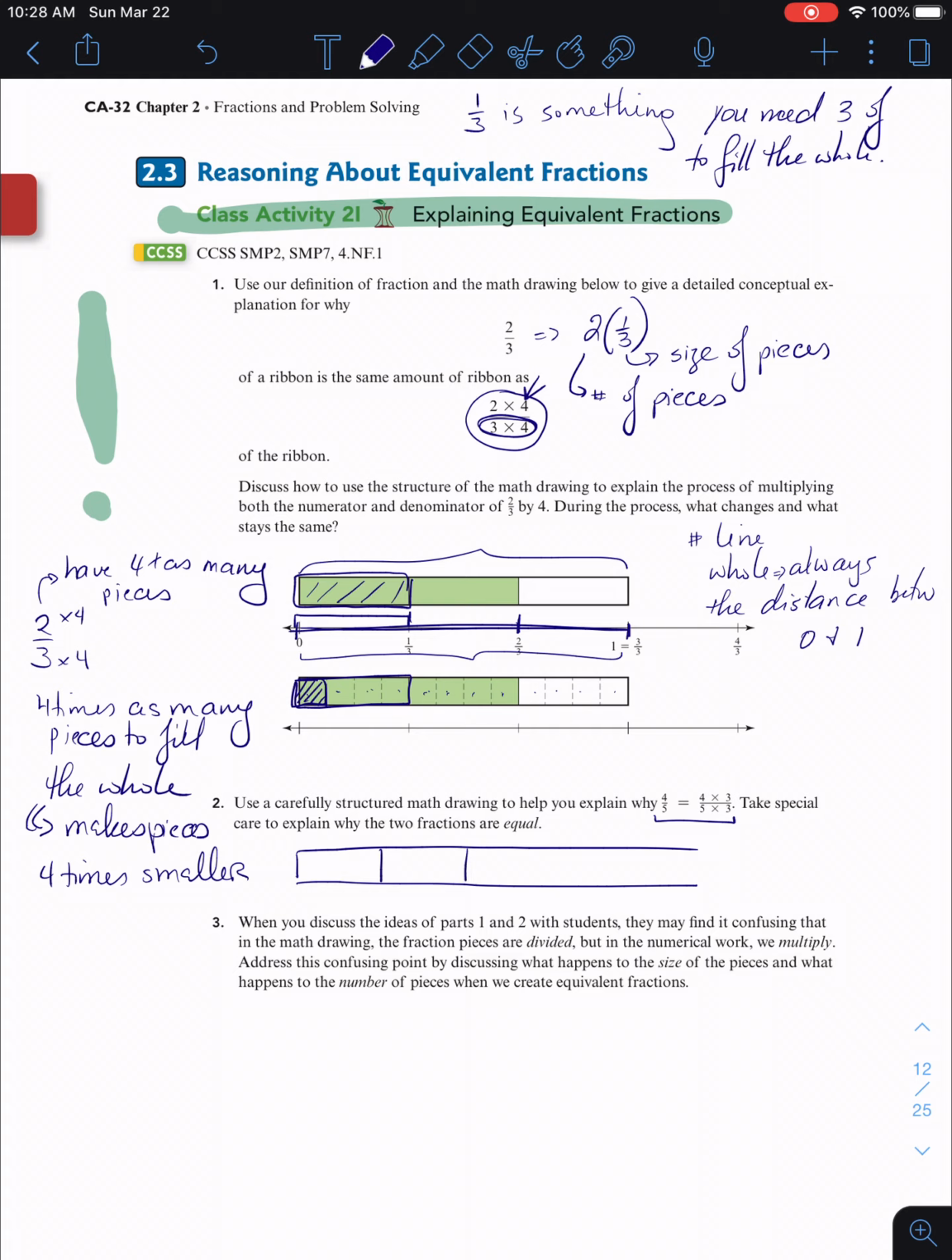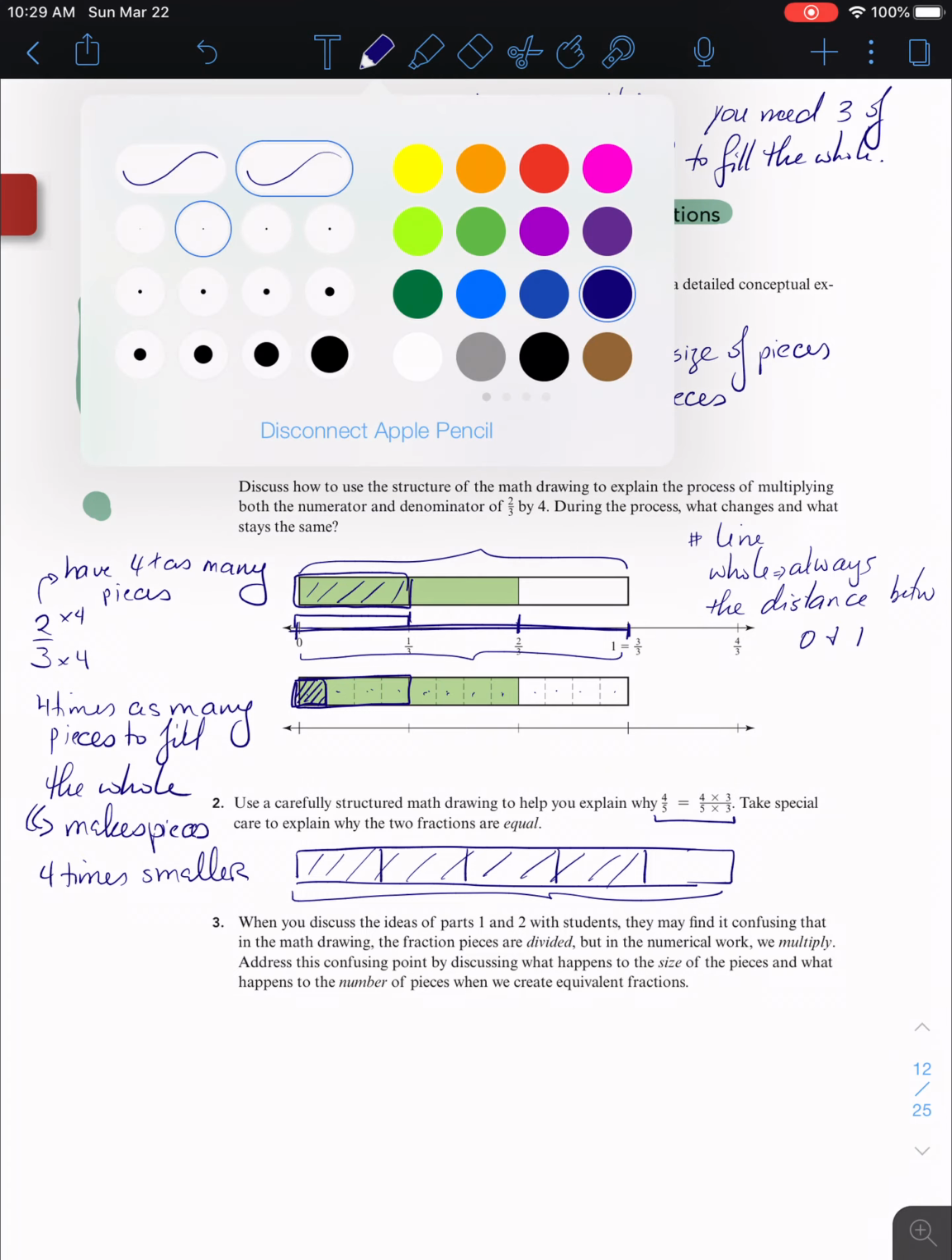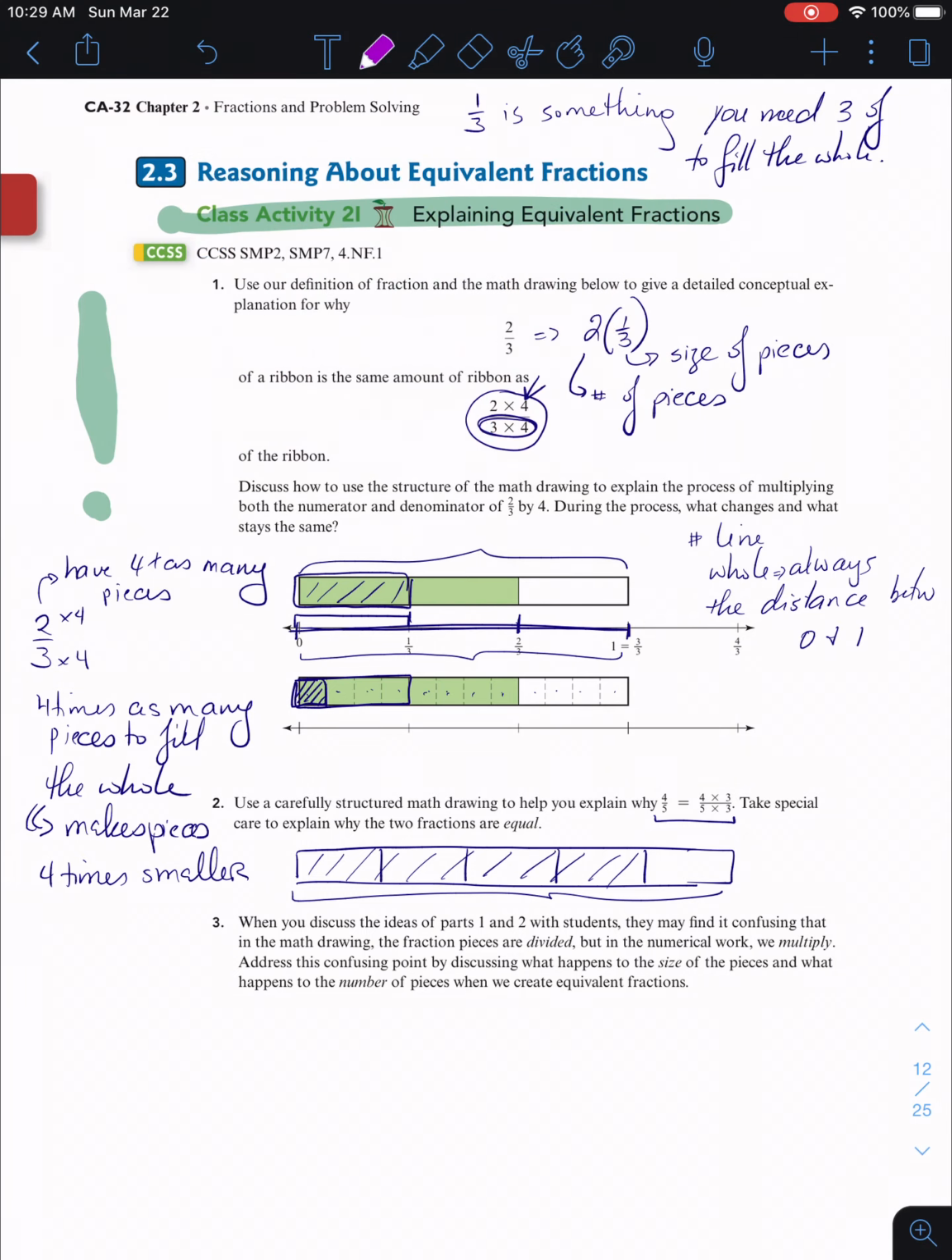So 1, 2, 3, 4, you need 5 of them to fill the whole, so that's our whole, right? And what we were looking at is 4 of those fifths. Okay, so this is our whole, and the shaded area is our 4/5. So why is it that when we multiply the numerator and denominator by 3, we get the same value, the same shaded region? Remember, multiplying the denominator by 3 makes pieces 3 times smaller, because you need 3 times as many to fill the whole.